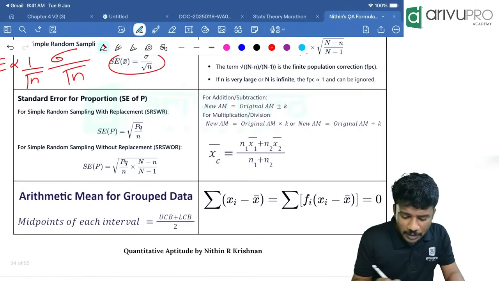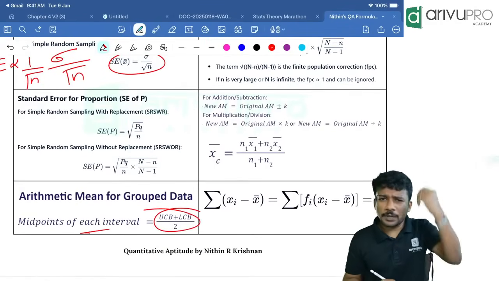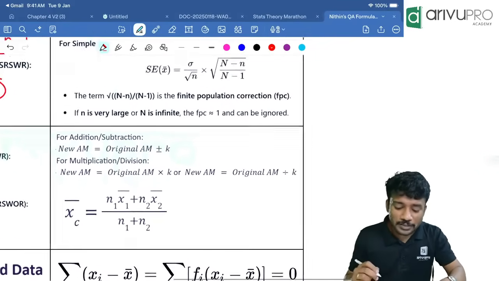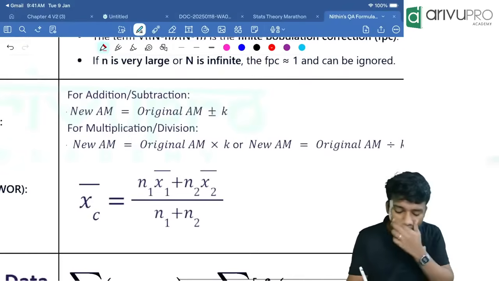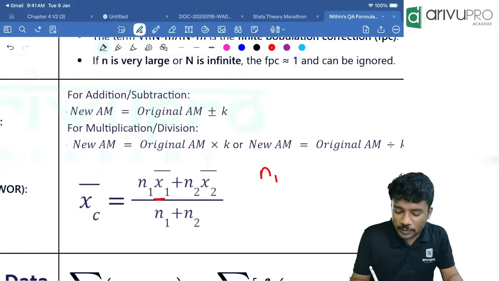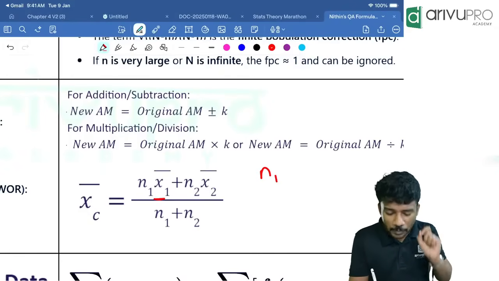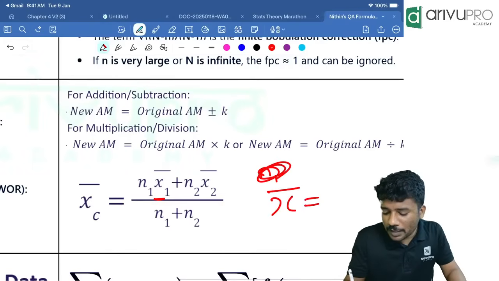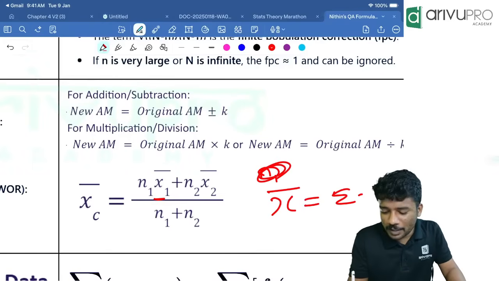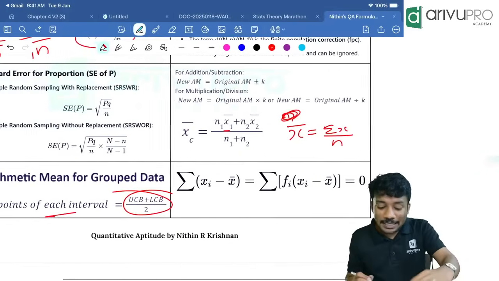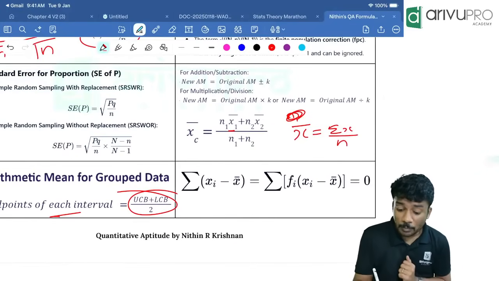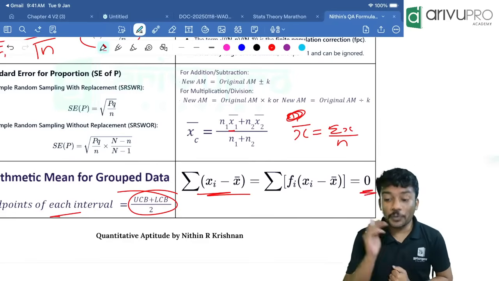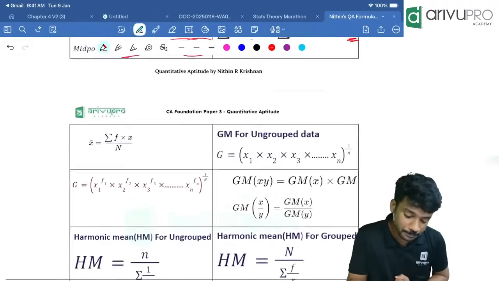Arithmetic mean, midpoint of each value: we know that it is upper class boundary plus lower class boundary divided by 2. Now people, what is the formula for combined mean? The combined mean is nothing but n1 x1 bar plus n2 x2 bar divided by n1 plus n2. Then you know the formula for x bar: sigma x divided by n. Remember that people. Then the sum of the deviations from the mean is always equal to 0. Remember this.